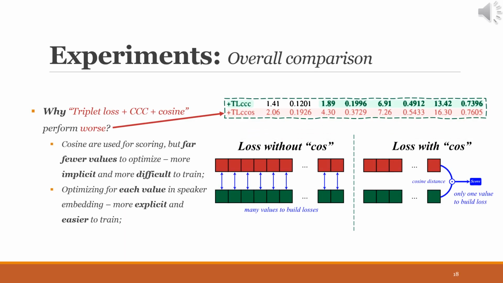As we know, the speaker verification is scored by cosine distance. But why does adding the cosine distance perform worse? From our analysis, the voice print vectors contain hundreds of values, but the cosine distance only has 1 value. It is really hard to train only by this value because it's too implicit. But the voice print vectors have more values, so it's much easier to train. This is why it performs better without cosine distance.